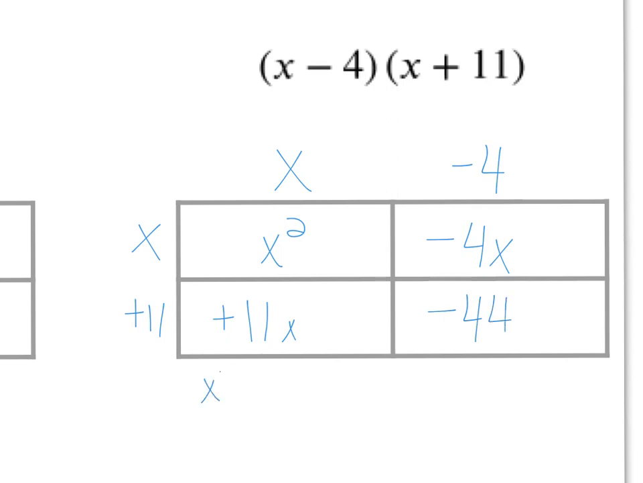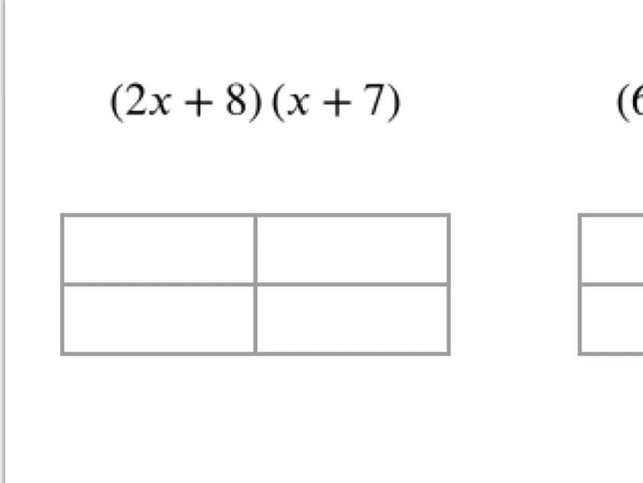So I have the terms x squared minus 4x plus 11x minus 44. Notice that two of the terms are like terms, so I can combine them. I get x squared plus 7x minus 44. I multiplied two binomials. I got a trinomial.